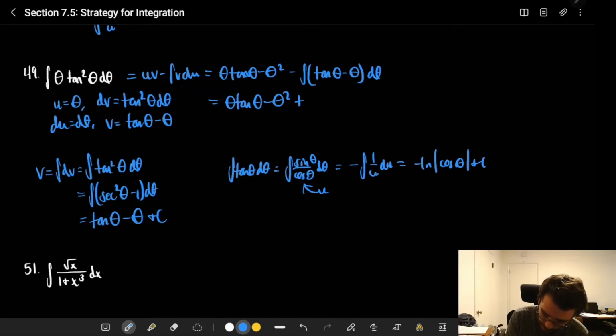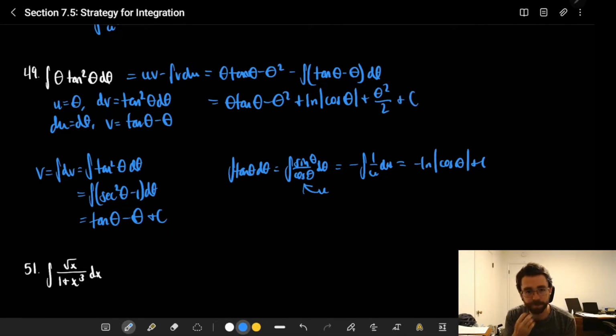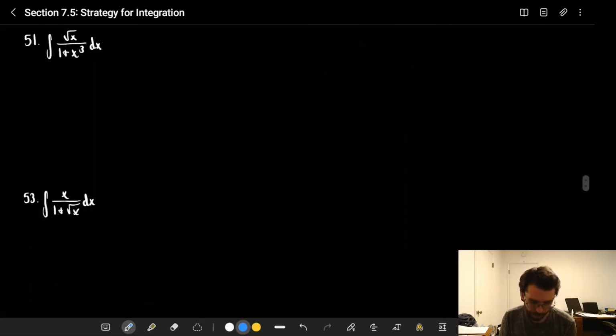So negative and negative becomes a plus: log absolute value cosine theta. Then just integrate this guy. Again, minus and minus becomes a plus. The integral of theta is theta squared over 2. You can simplify, but who cares? That's your answer. Number 51, making good progress. Things actually didn't seem so bad for a while there. Let's see if this is worse.